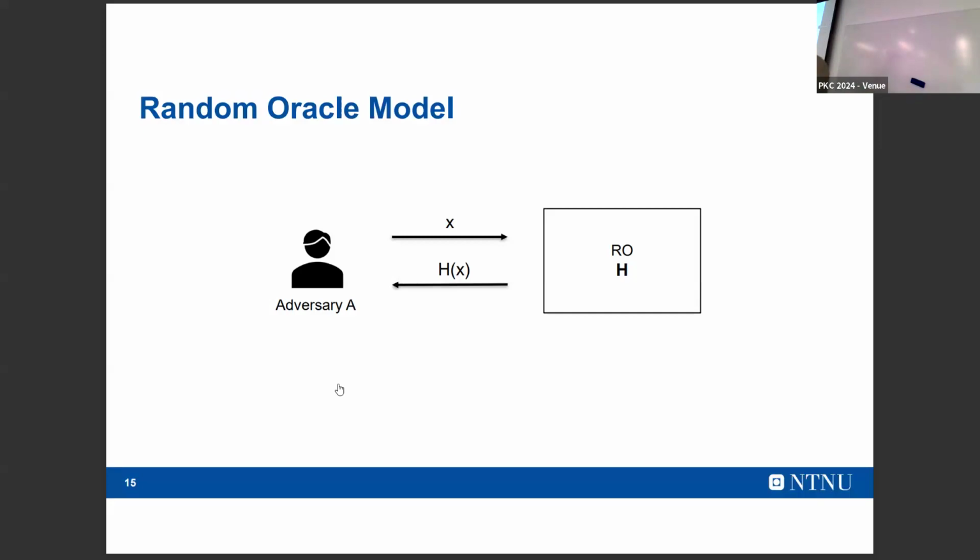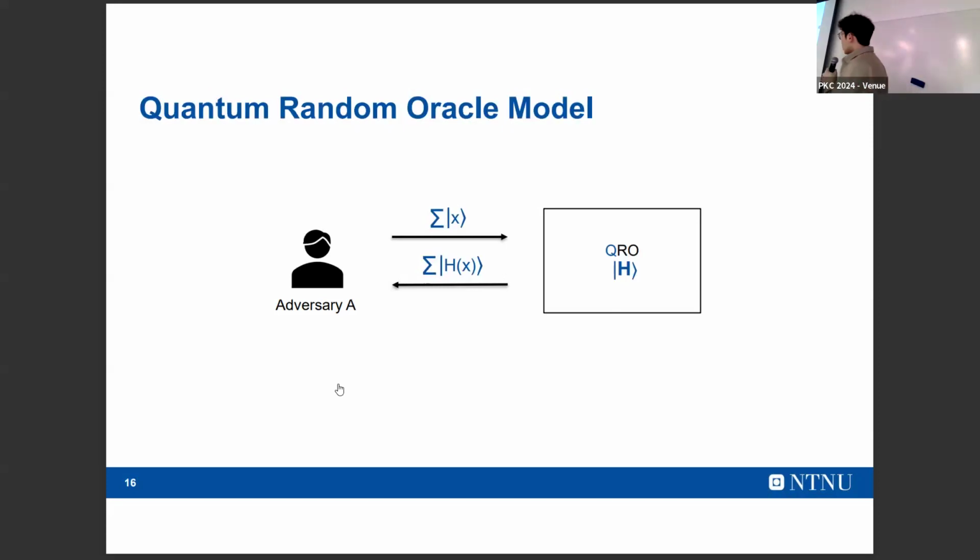And we also want to introduce something about the random oracle. In the classical random oracle model, we model the hash function as an oracle: the adversary sends some query x to the oracle H, and then the oracle returns H(x). And now we move to the quantum random oracle model. Now the adversary can query a superposition of inputs to the QRO, and the QRO will return a superposition of outputs. This model captures the ability of the adversary to evaluate the hash function in superposition locally.